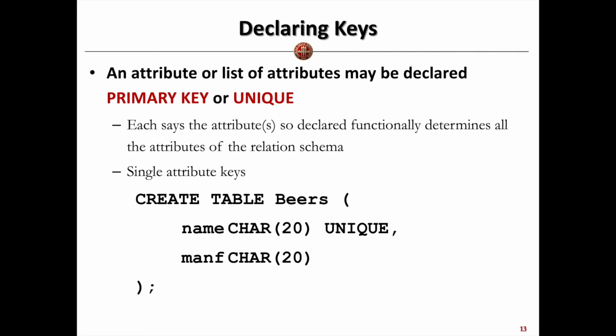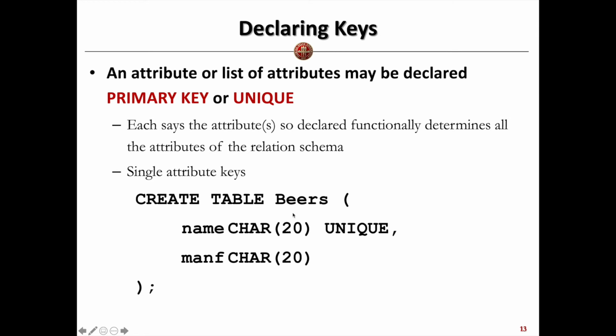So at the bottom of the page, we have an example. We create a table which is beers, right? So this beer has two attributes. The first one is the name of the beer, which is char 20. We also have the manufacturer of the beer, which is also char 20, right? And let's assume we say that the name can serve as a key for the beers. And we can declare this name as a key in the table creation by adding these keywords after this name attribute. So we can say name char 20 unique. And in this way, we are declaring that this name is a key for the beers.